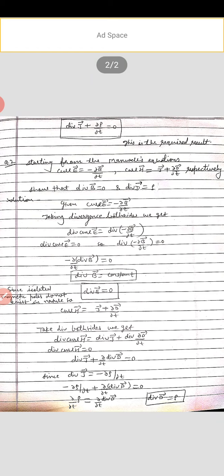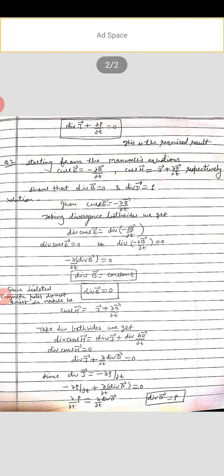Now second problem. Starting from the Maxwell equations, curl E is equals to minus del B by del T, curl H is equals to J plus del D by del T respectively, show that divergence B is equals to 0 and divergence D is equals to rho. We are given two Maxwell equations, curl E is equals to minus del B by del T and curl H is equals to J plus del D by del T. By using these equations, we have to prove divergence B is equals to 0 and divergence D is equals to rho.